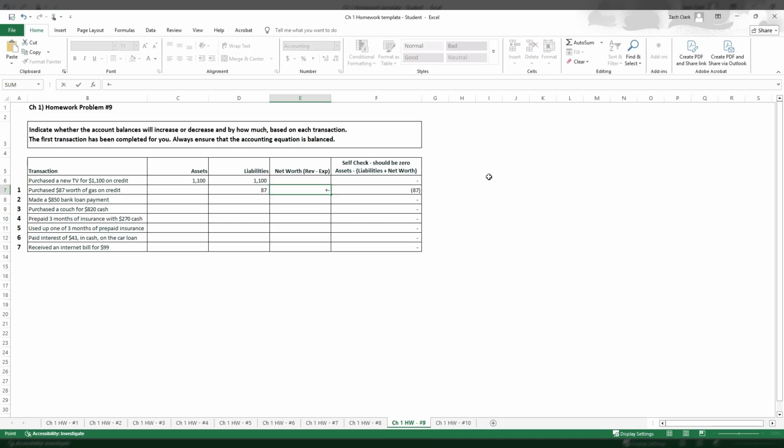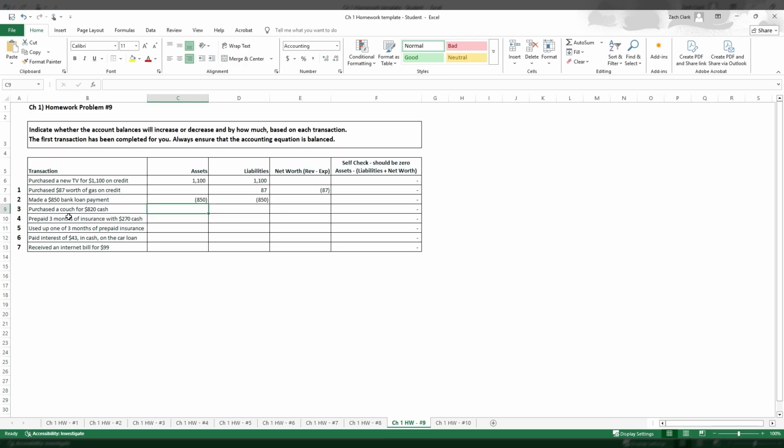Or assets minus liabilities, another way to say that. But inherent in the net worth figure is the revenues minus expenses, and expenses are a minus. So just as I mentioned, you could also do an equals negative, click that cell. So what we're saying is it's a subtraction from net worth. Net worth will decrease due to $87 of gas expense. Okay, we made an $850 bank loan payment. Again, we're going to assume it's a principal payment, and so that reduces our cash asset, and it reduces our bank loan liability, and we're in balance.